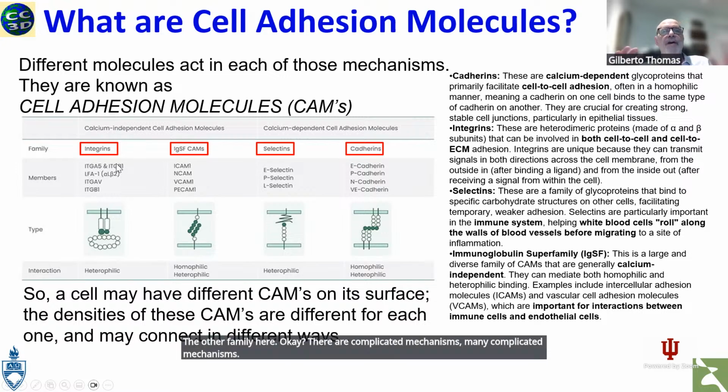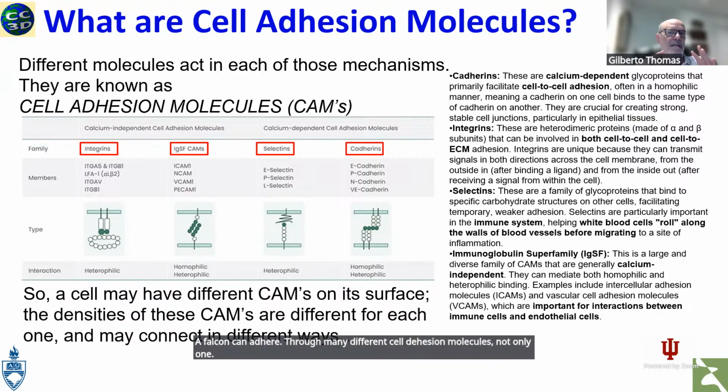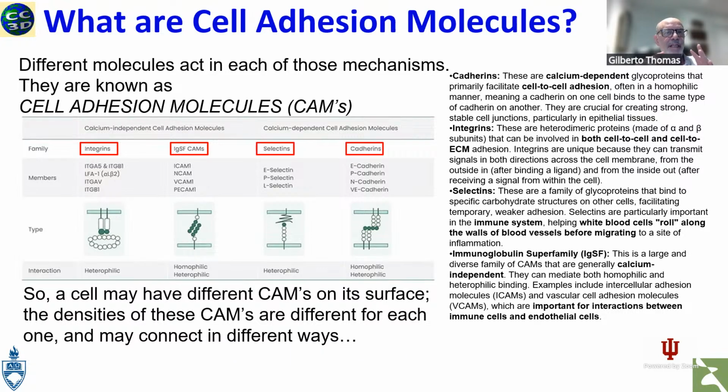So the fact is, as we saw in the previous slide, a cell can adhere through many different cell adhesion molecules, not only one. So the connection can be in many different ways.